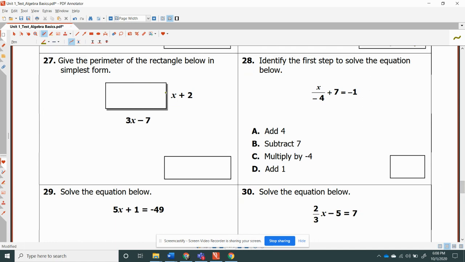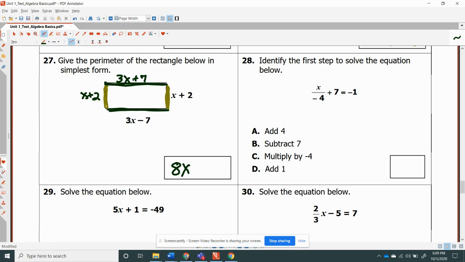Number 27, this is a rectangle. That means that this side, the x plus 2 side, is the same length as this side. And the 3x minus 7 is the same as this side at the top. So we've got x plus 2 over here and 3x plus 7 here. Let's just count the x's. 3 and 3 more make 6. 1 here makes 7. 1 here makes 8. So we've got 8x.